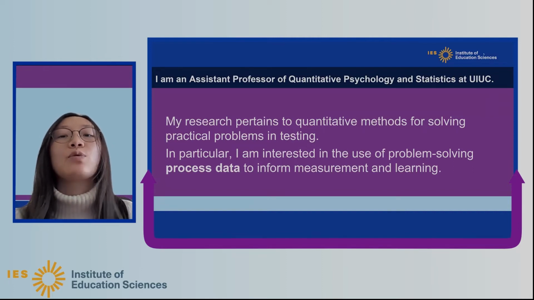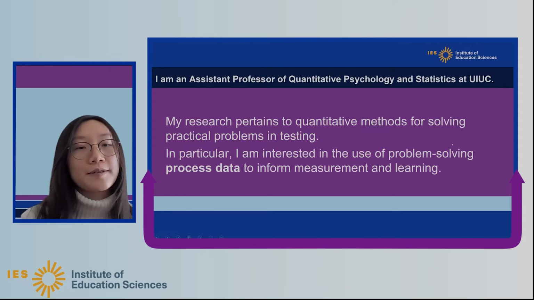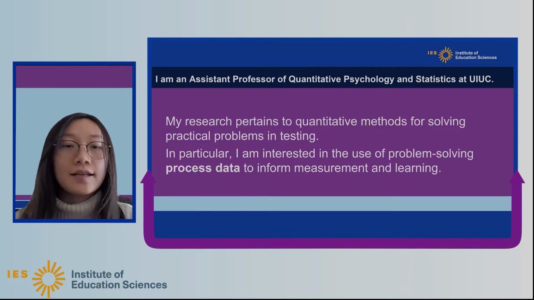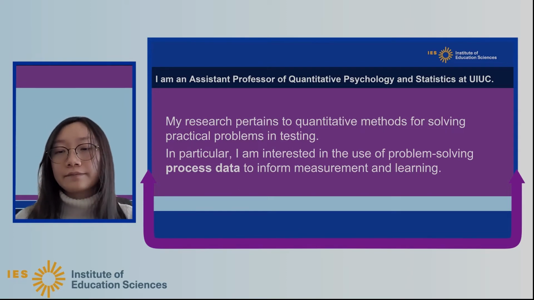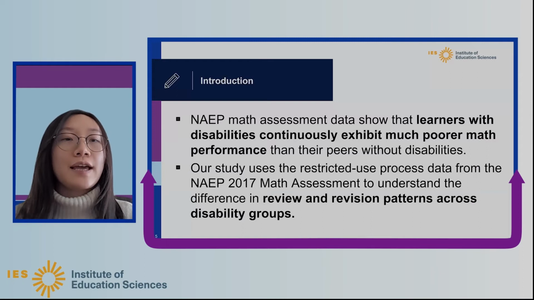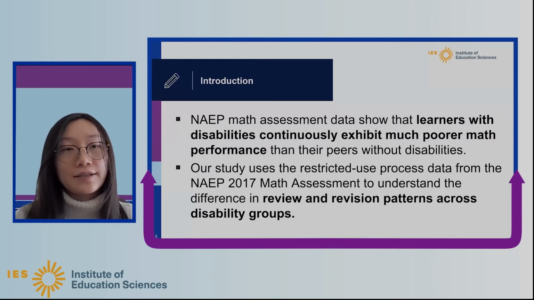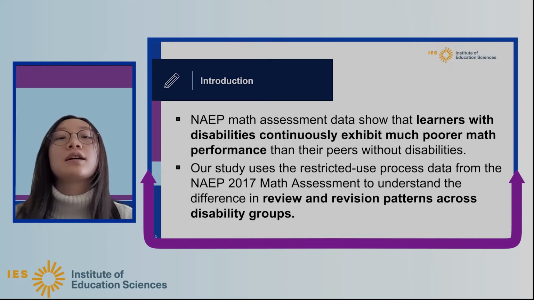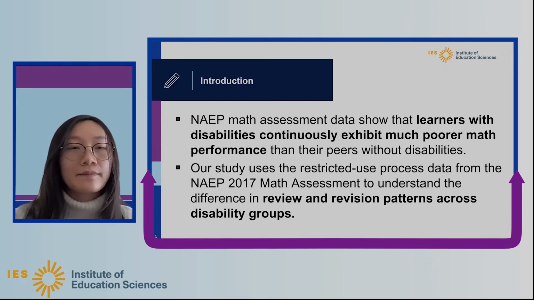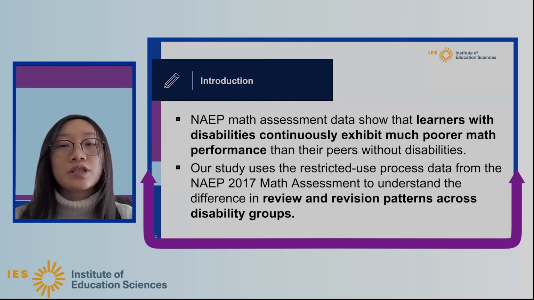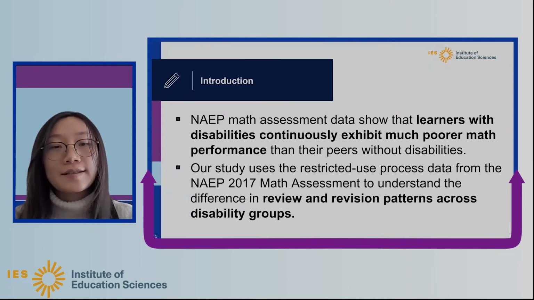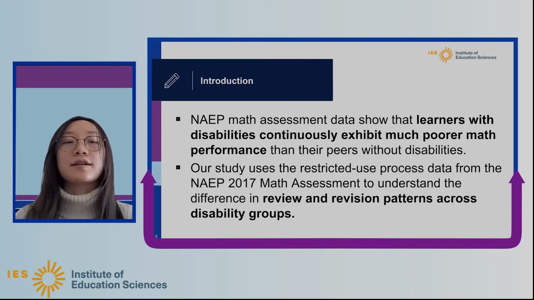My research pertains to quantitative methods for solving practical problems in testing. In particular, I am interested in the use of problem-solving process data to inform measurement and learning. The presentation I'll give today is about the NAEP math assessment. The NAEP math assessment data has shown that learners with disabilities continuously exhibit much poorer math performance compared to their peers without disabilities. Our study is going to use the restricted use process data from the NAEP 2017 math assessment to understand the differences in review and revision patterns across disability groups.